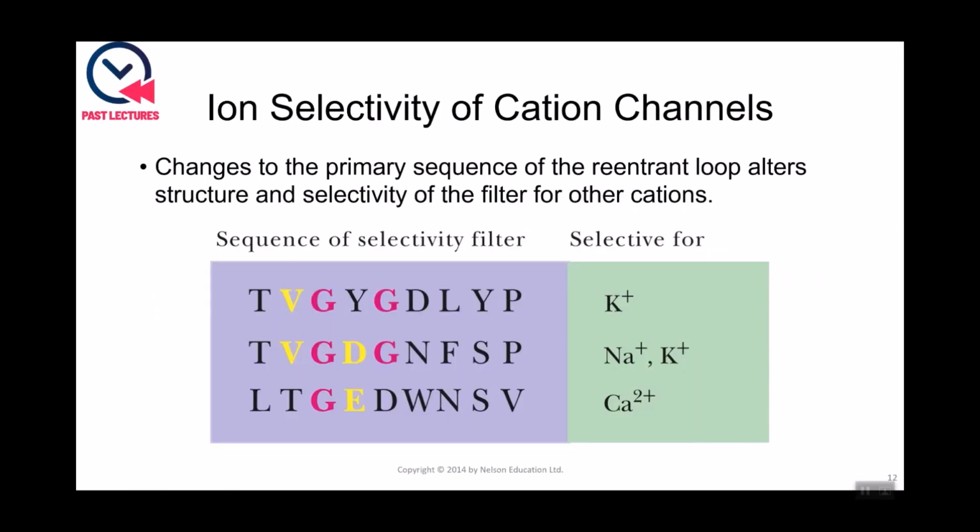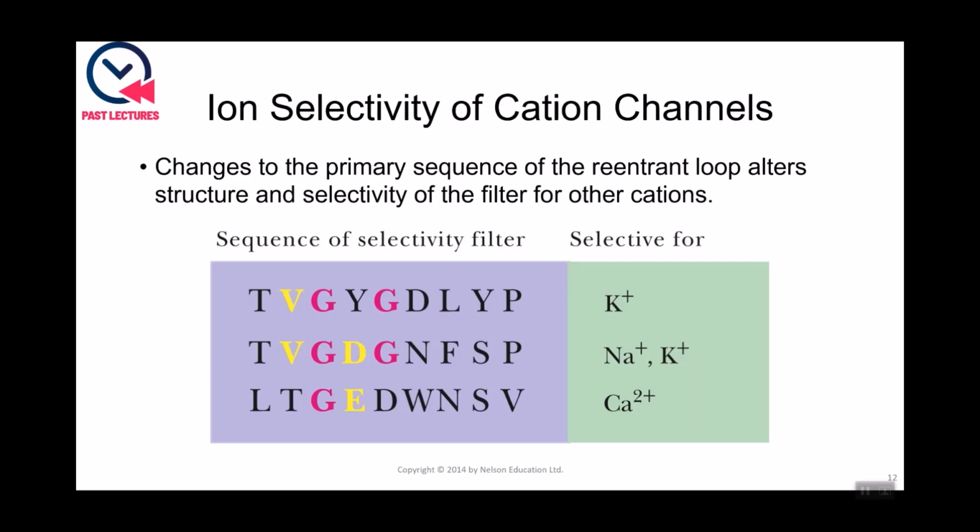Now, if you change the sequence of this reentrant loop, you can actually change the ion selectivity of this cation channel. We can see the conserved glycine residues in pink, as well as some other amino acid changes within the sequence. Changes to the side chains that don't interact directly with potassium can affect the overall structure of the peptide loop, but it's the size of the side chains that affects the orientation of the backbone carbonyls.